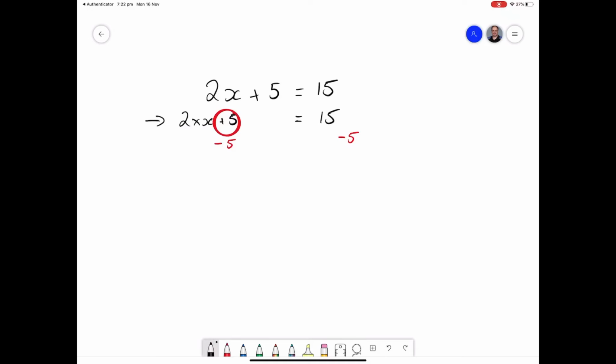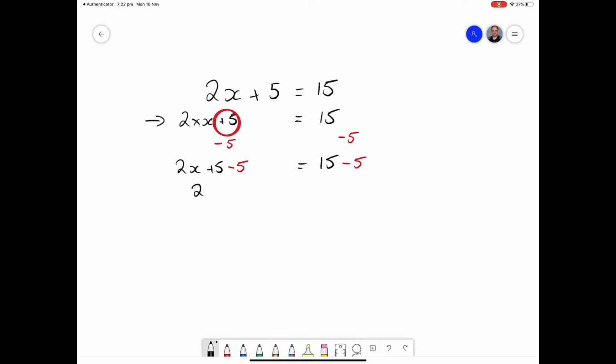Okay, so to write this out really accurately, what we should do is 2x plus 5, which is what we already have, and I suggest you use a separate colour to do minus 5, you can see that's taking away from itself, equals 15 minus 5. Again, I suggest you use another colour, so you can clearly see the steps that you're doing.